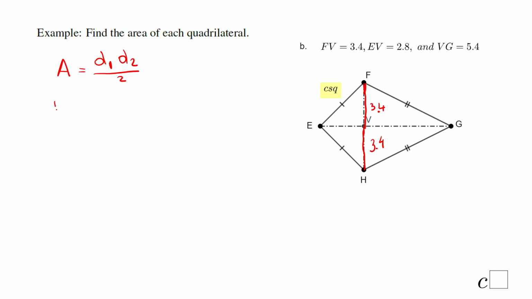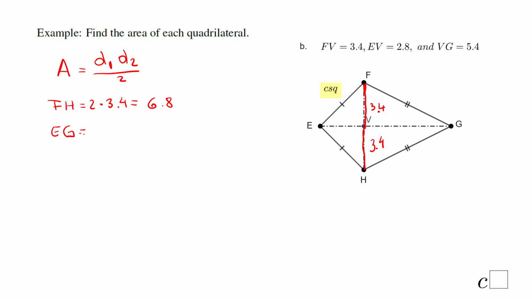So FH will be 2 times 3.4. So remember, in a kite only one diagonal is bisected, the one that cuts the angles that are congruent. The angles EFG and EHG are congruent. So let's take a look at the next part, and the next part will be to find, oh, this one will be 6.8. And what about the second diagonal, EG?